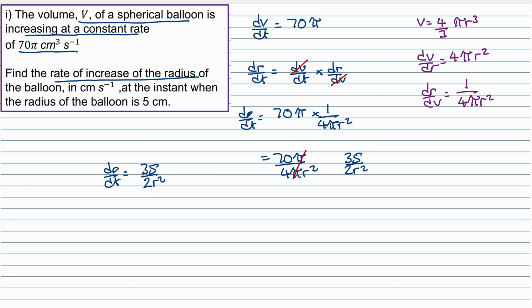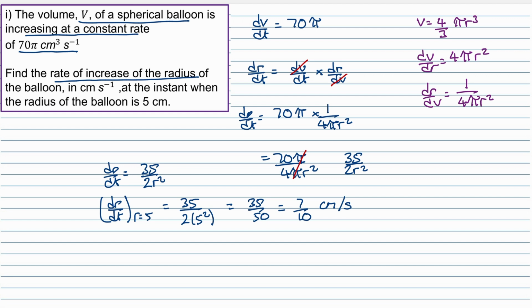Now what we want is the rate of change when the radius of a balloon is exactly 5 centimeters. So dr by dt, when r equals 5, will be 35 over 2 lots of the 5 squared. So we'll have 35 over 50. We'll divide both by 5, and we'll get 7/10. This will be 7/10 centimeters per second. Okay? So that's part 1.